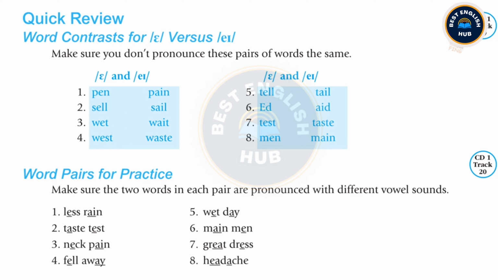Word combinations for e and a. Make sure that the two words are pronounced with different vowel sounds. Less rain. Taste test. Neck pain. Fell away. Wet day. Main men. Great dress. Headache.